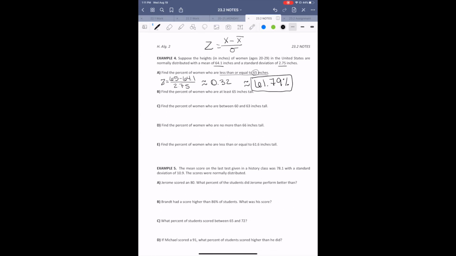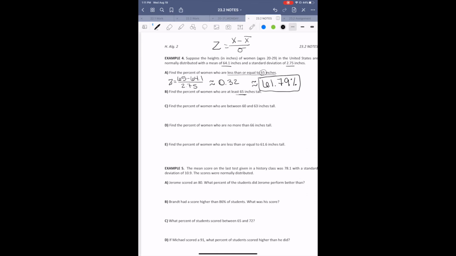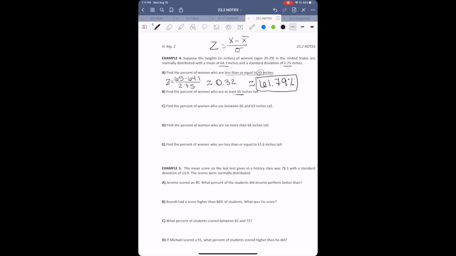Now, part B says find the percent of women who are at least 65 inches. All right, so this is where A and B tie together because remember, the z-score is going to give you the percent of data below your data value, right? So in this case, 61.79% of our data is below 65 inches. Well, how do we find when X is greater than 65 inches? This one does not require a z-score.